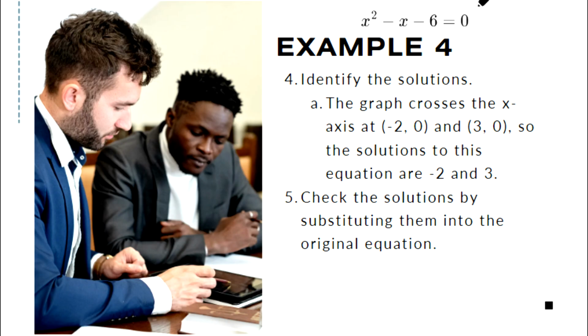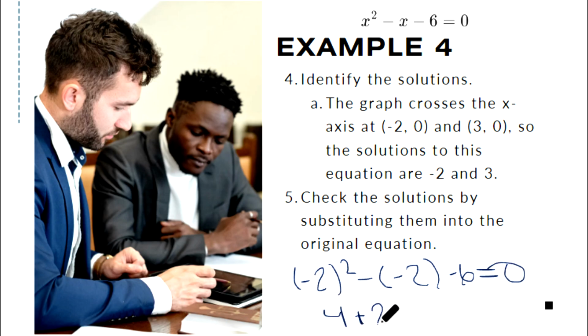And then you check the solutions by substituting them into the original equation. So we have negative 2 squared minus negative 2 minus 6 should equal 0. This becomes 4. This becomes a positive 2. So 6 minus 6 does in fact equal 0. So that one worked.